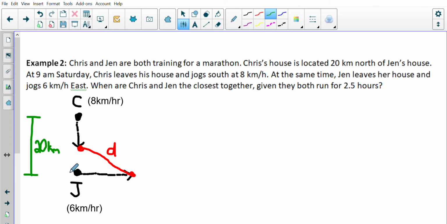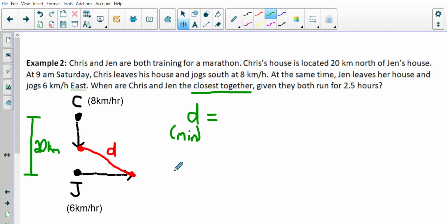All right, now let's check it out. So now the last sentence is, when are Chris and Jen closest together? Closest together. So what we're trying to do here is take our distance and we're trying to minimize it. We want the min of our distance here.